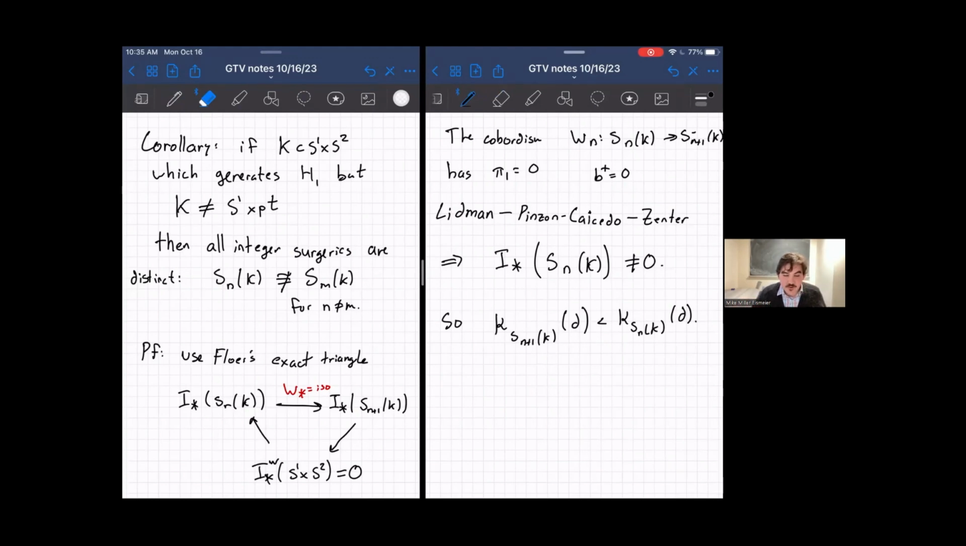Okay, so we've proved this corollary. We've proved that these manifolds are distinct for N other than M. I have a little more time than I thought I did so far. If there's any questions, I'd be glad to take those before moving on to the last bit.